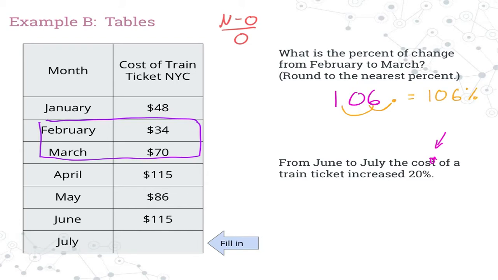Now I know what you're thinking to yourself, whoa, Mr. Porter, you can't have more than 100%. That makes no sense at all. The truth is that you can have more than 100% because what it's saying is it's increasing 100%.